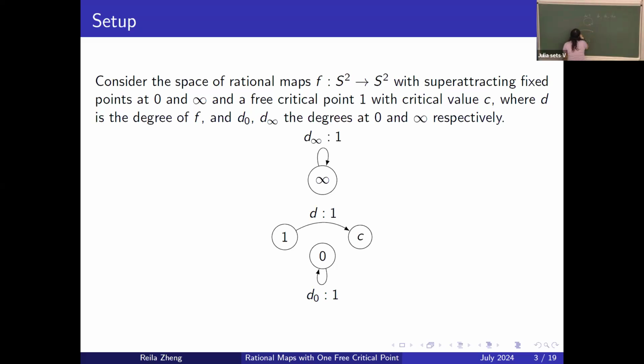And then there's a free critical point, which I'm going to call 1, that gets mapped to the critical value C. And this is a D to 1 free critical point. So fixing these 3 values, I'm going to look at the family of all such maps of this form. And the thing that I want to analyze is whether you can say something about the hyperbolic components in a family of maps of this form and whether they're accessible via external rays.